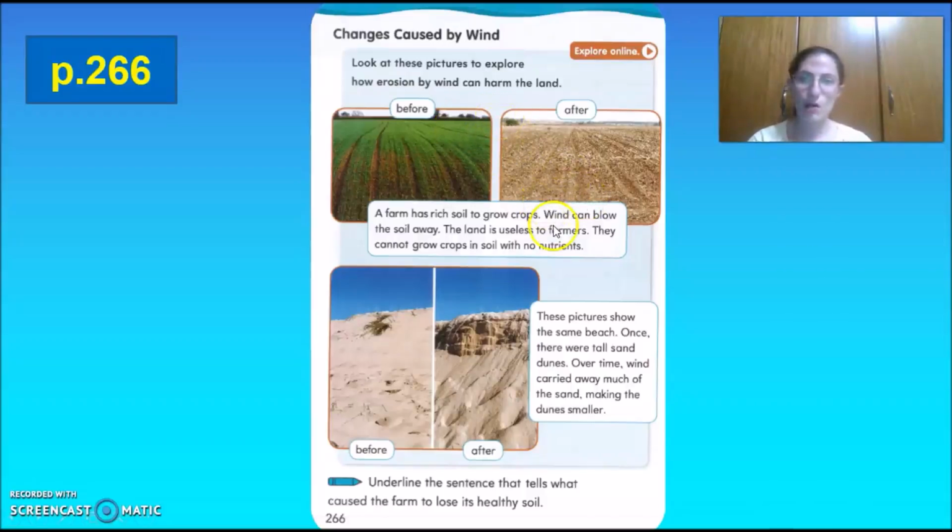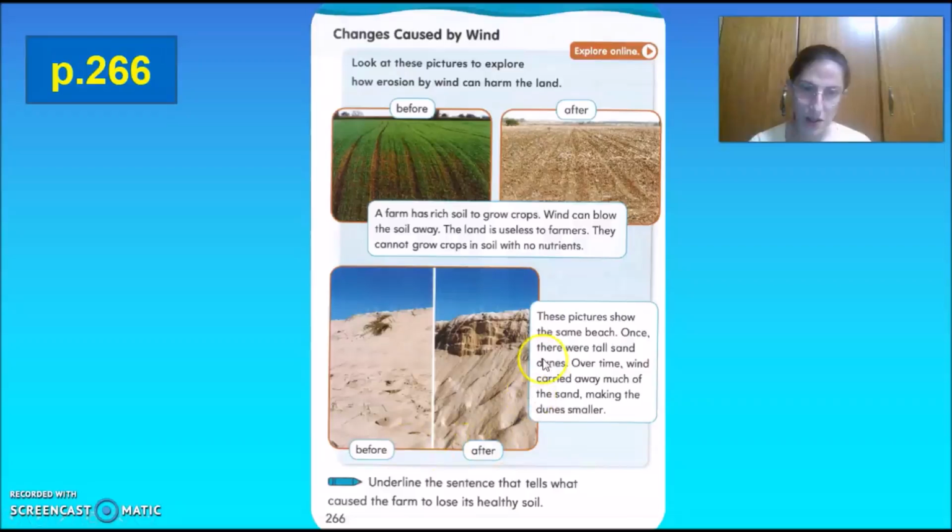So how does it harm the farm when the erosion by wind happens? What happens? The wind, when it blows, it carries away the rich soil on top of the land. Okay, it blows it to other places, leaving the land useless to the farmers. Why? Because they cannot grow crops in the soil that does not have any nutrients. Clear? Which are the vitamins needed for the plants to grow. Okay, clear so far? Let's move on.